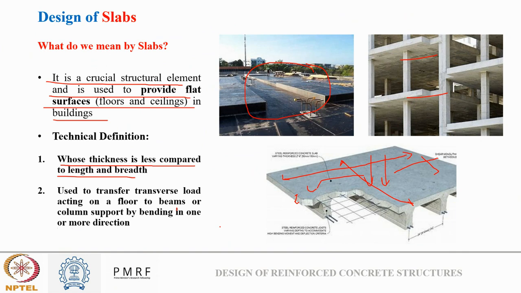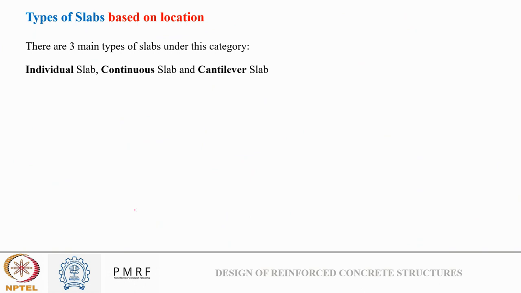Now, based on the arrangement, slab can be classified into three major categories. First is individual slab, second is continuous slab, and third is cantilever slab. So individual slab is also known as simply supported slab. So this is like something, we have a slab and we have some supports at the corner.